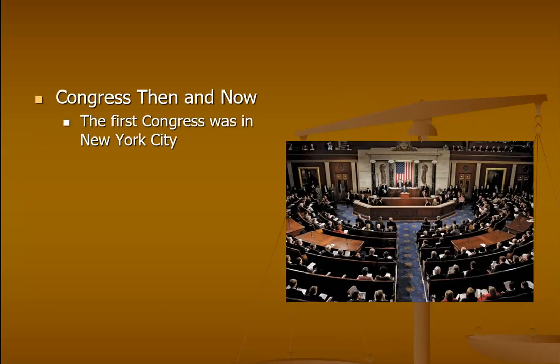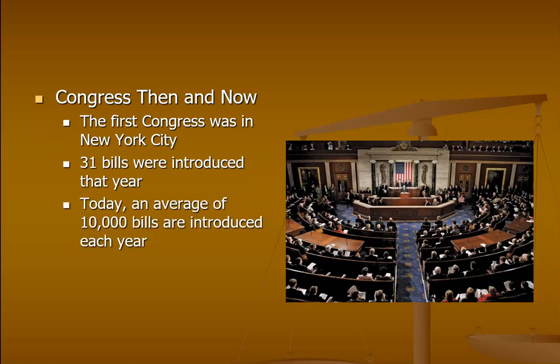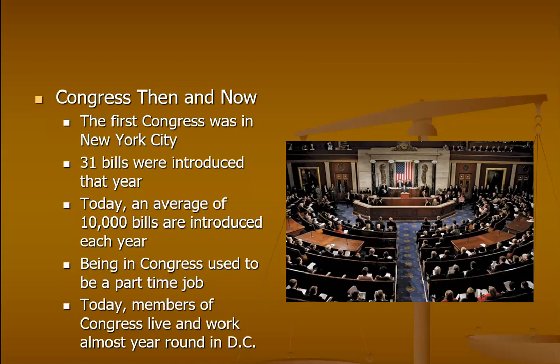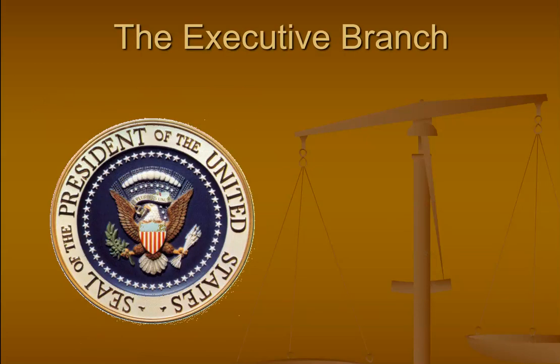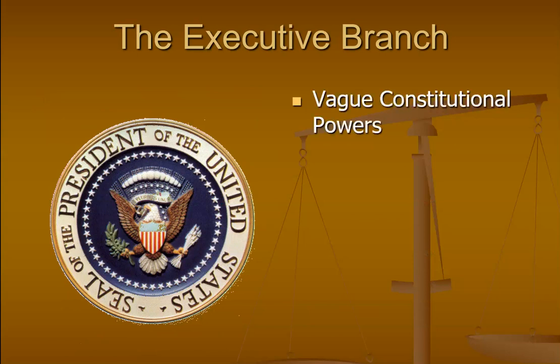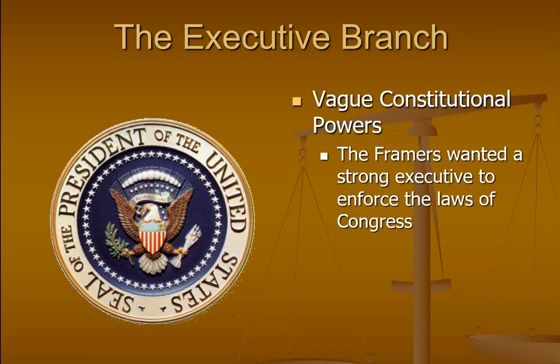Congress then and now. The first Congress was in New York City. 31 bills were introduced that year. Today, an average of 10,000 bills are introduced to Congress every year. Being in Congress used to be a part-time job, but today members of Congress live and work almost year-round in Washington, D.C.